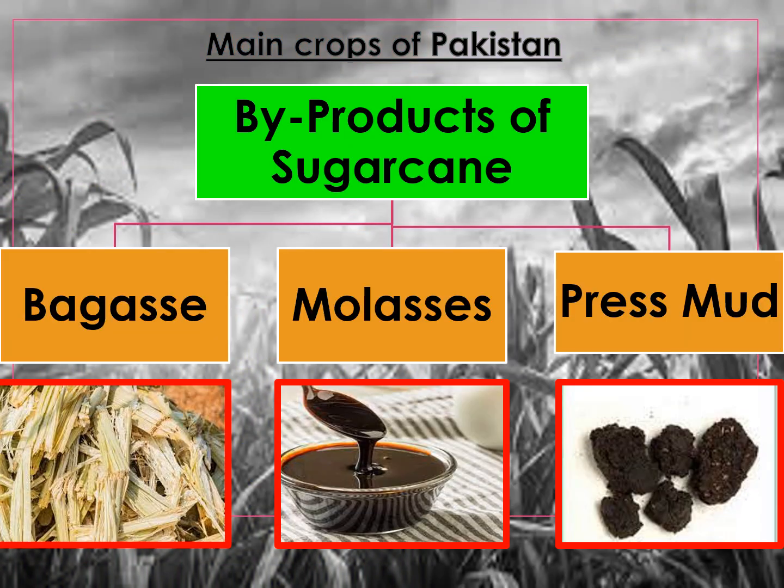The byproducts of sugarcane are very important. They are bagasse, molasses, and press mud. Bagasse is the fibrous residue remaining after extracting juice from the sugarcane, used for paper and fuel production. Molasses is a thick, dark syrup produced during sugar extraction, often used in food and alcohol production. And press mud is a residue obtained after sugarcane juice clarification, used as a soil conditioner. So it is a zero waste crop.